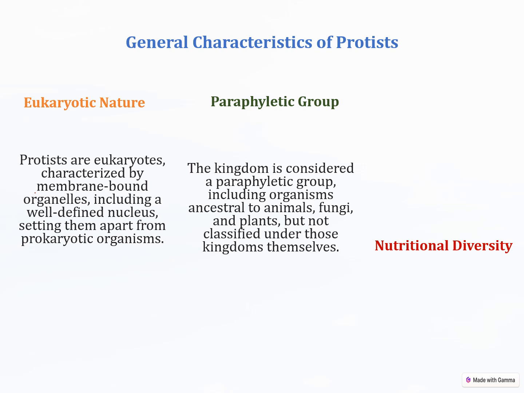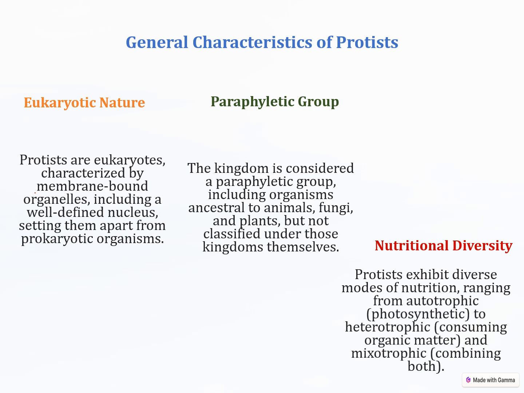Nutritional diversity: it serves as a bridge. That is the most important point, that the Protista serve as a bridge between the simpler prokaryotic organisms like bacteria and more complex eukaryotes like plants, animals and fungi. This group is highly diverse in both structure and function, ranging from autotrophic and heterotrophic to mixotrophic modes of nutrition. So the Protista exhibit diverse modes of nutrition, ranging from autotrophic photosynthesis to heterotrophic consuming organic matter, and mixotrophic combining both.